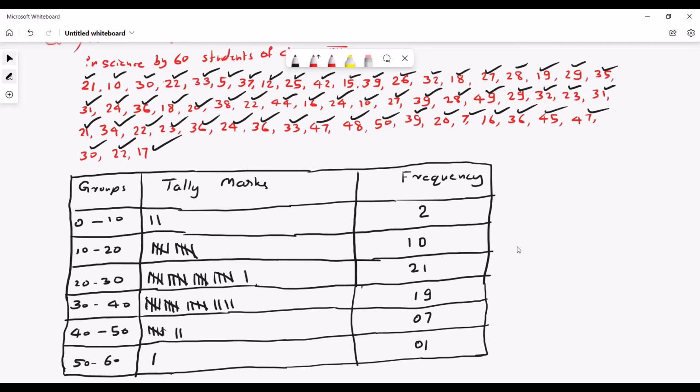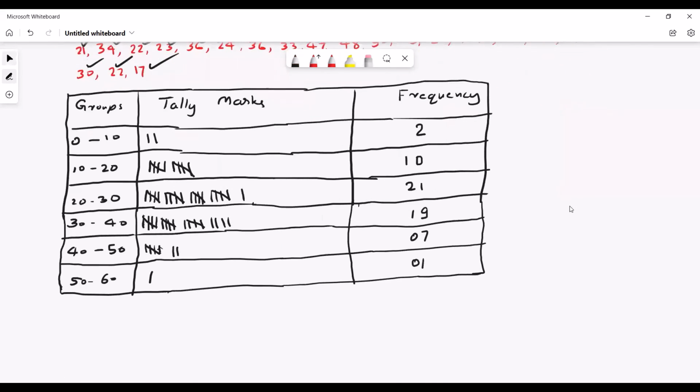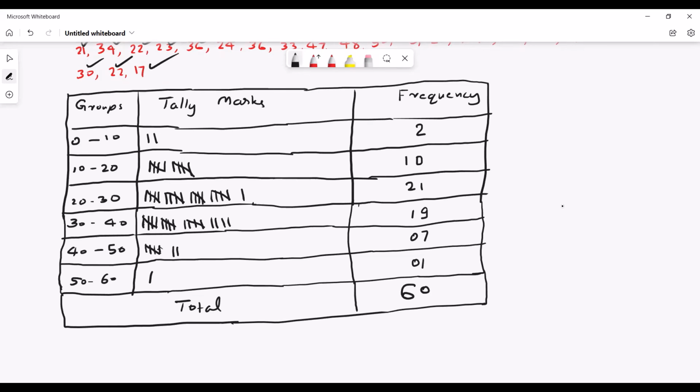Once you have marked all this frequency also, then write down the total. Total is 2, then 10, 12. 12 plus 21 is 33. 33 plus 19, 52. 52 plus 8, it is 60. So we have got 60.